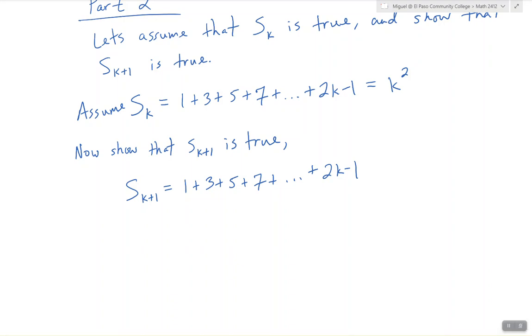So if we're doing a k of 17, right? What about a k of 18? Or we're doing a k of 1,000,000, what about a k of 1,000,001? So since this is our last term here, here I'm going to add, the next term would be k plus 1 instead of k. So it's 2 times k minus 1 plus the next term should be 2 times k plus 1 minus 1. And this is equal to, from above, we know that this is k squared.